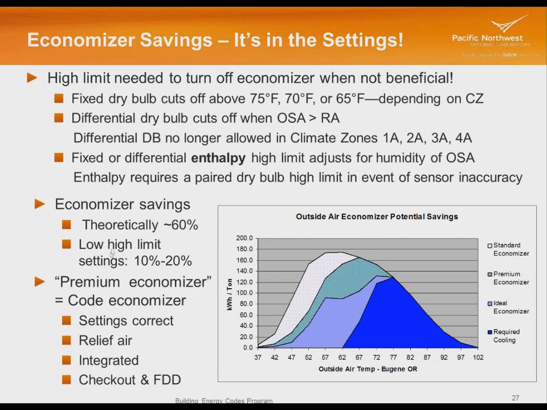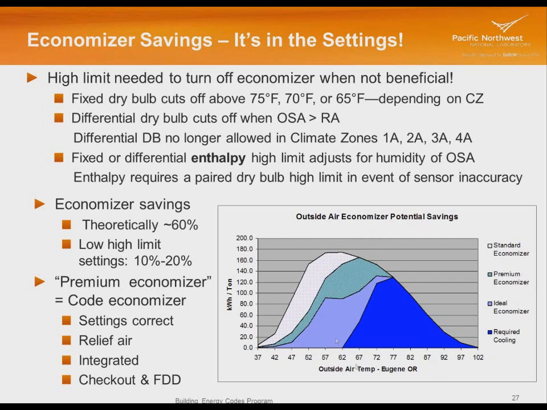If our high limit settings are low, and that's the problem, instead of setting these up in the 70s or 65 degrees, a contractor might set that at 55 degrees. Well, at 55 degrees, it means we are not going to use the economizer at all up in this area of the chart. This chart shows us the total kilowatt hours per ton of energy we use in a building related to the outside air temperature. This happened to be Eugene, Oregon, but it's a similar kind of profile.